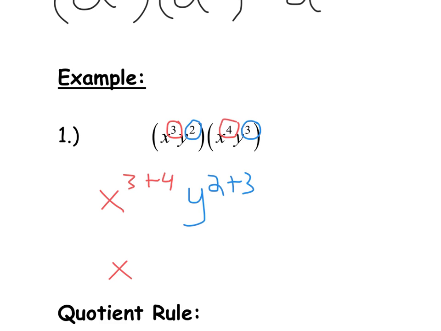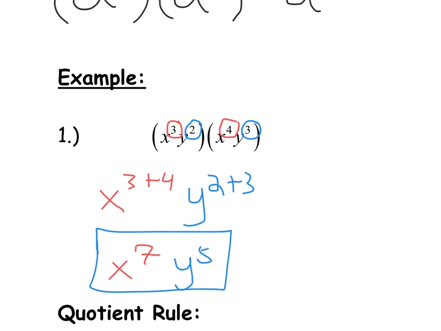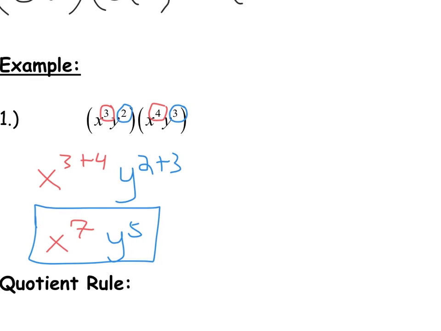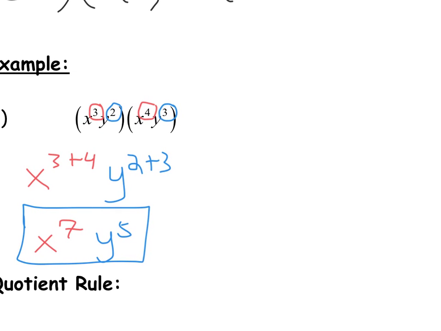So x to the 3 plus 4, I'm sorry, 3 plus 4 is going to give you 7. And then y to the 2 plus 3 is going to give you 5. Okay, so this would be our final answer here, and I'm going to explain to you in expanded form why it is that we add the exponents and we don't multiply the exponents.